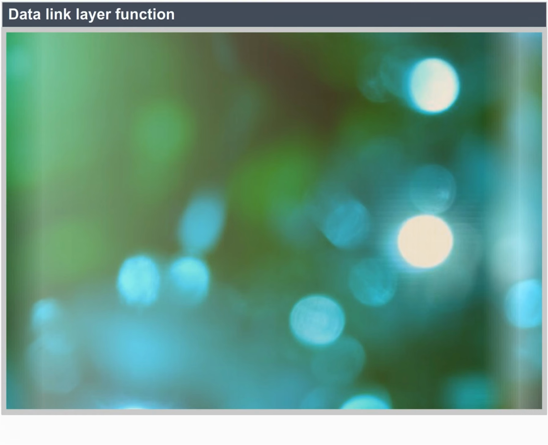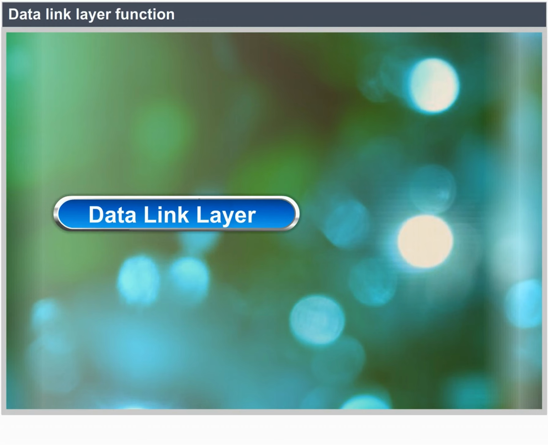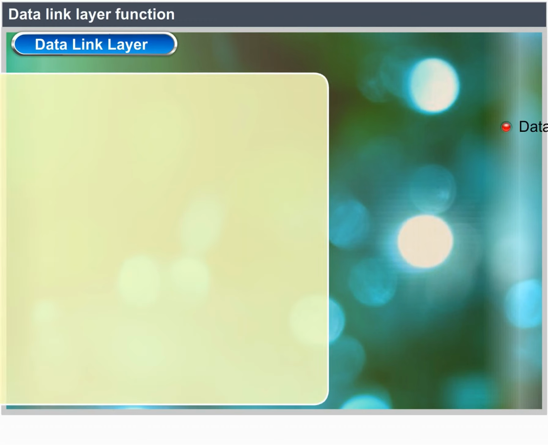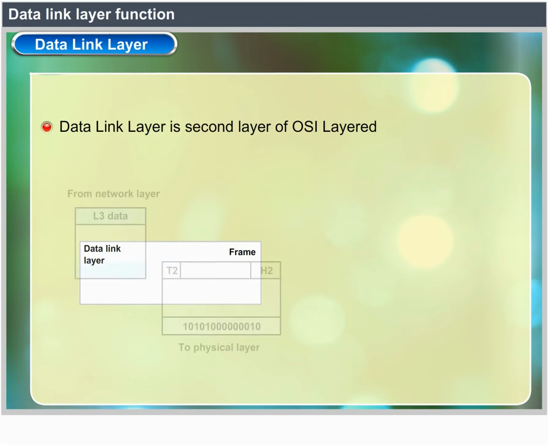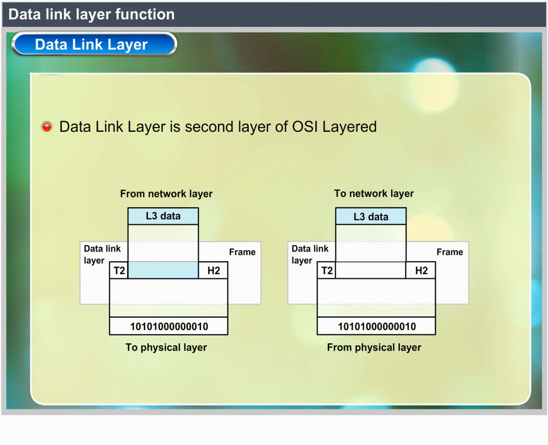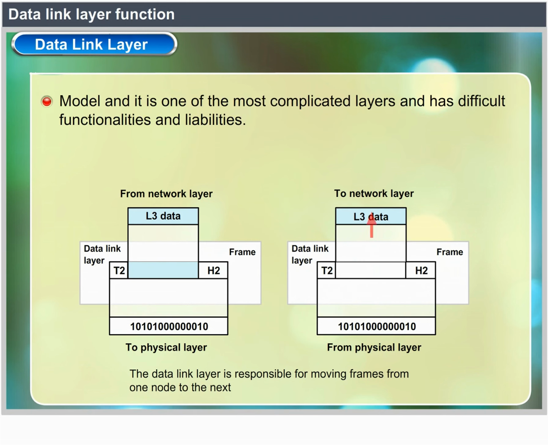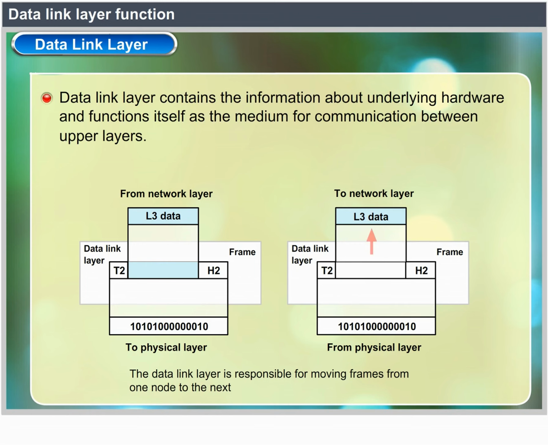Data link layer functions. The data link layer is the second layer of the OSI layered model. This layer is one of the most complicated layers and has complex functionalities and liabilities. The data link layer contains the details of the underlying hardware and functions as the medium for communication between upper layers.